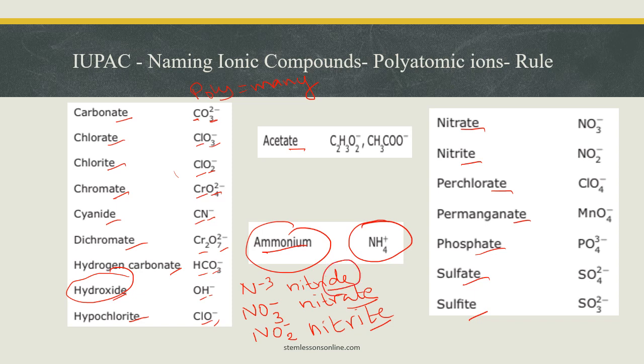But in the polyatomic, one -ide we can find, which is hydroxide. And other than that, all -ides are from the periodic table. Whenever you see -ate and -ite, you can confirm that that's a polyatomic ion. When less oxygen, we will end that name with -ite. When more oxygen, we will put that one -ate. Okay. That's the difference.